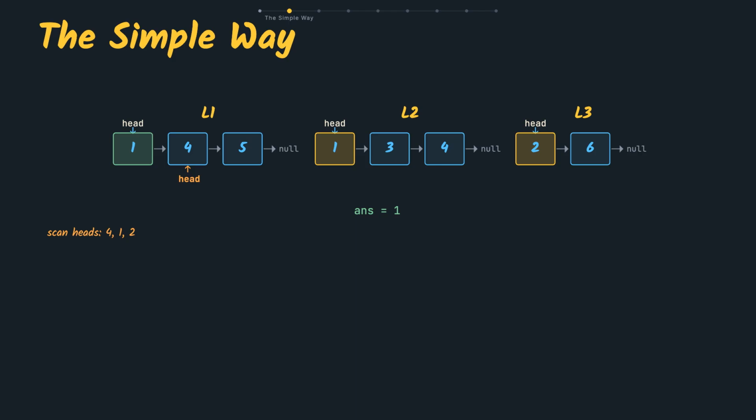The 3 heads are now 4, 1, 2. We peek again, take the smallest. That smallest is 1 from the second list. Take it, the second list steps to 3. The heads become 4, 3, 2.